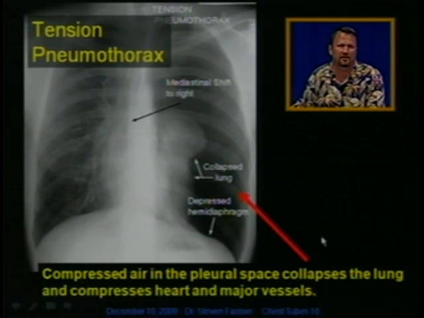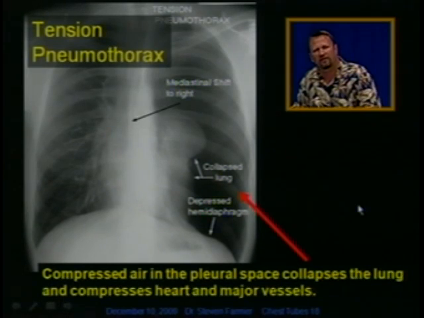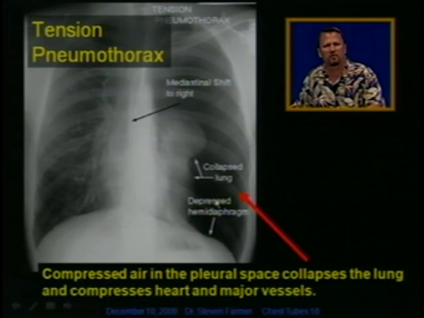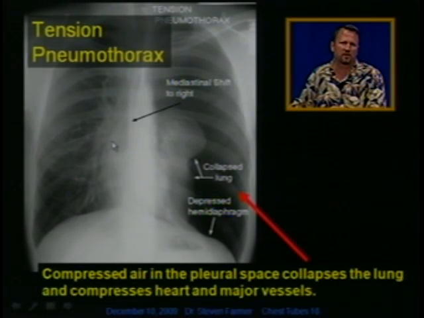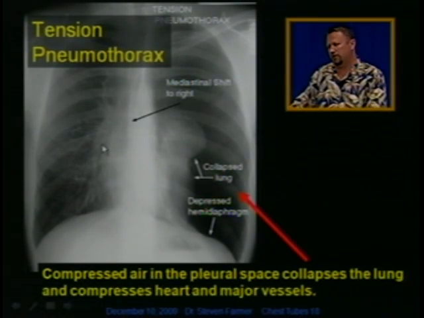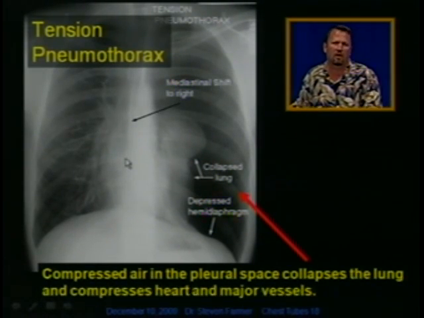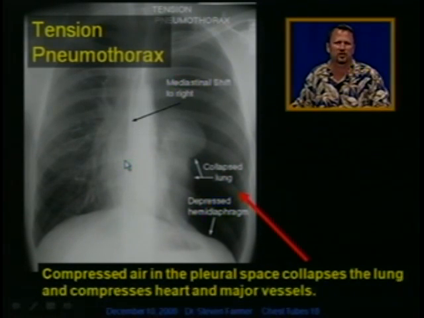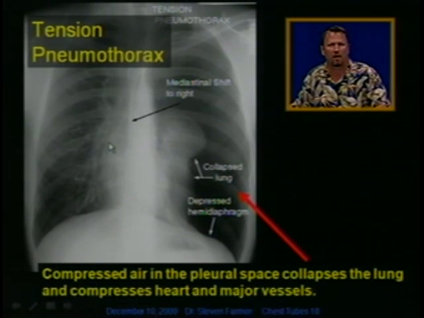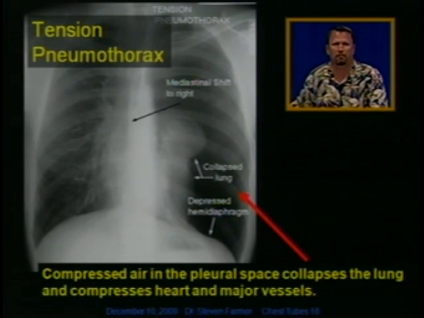So here's a chest x-ray of a tension pneumothorax. And this is different than a simple pneumothorax. A tension pneumothorax means the air continues to be added and compressed and shifts the heart and the center mediastinum across the chest wall. And so compressed air in the pleural space collapses the lung, and it collapses the heart and the blood vessels. And this is what makes tension pneumothorax so deadly, is because that air compressing on the heart does not allow the heart to fill with blood, and that means the heart cannot pump blood.